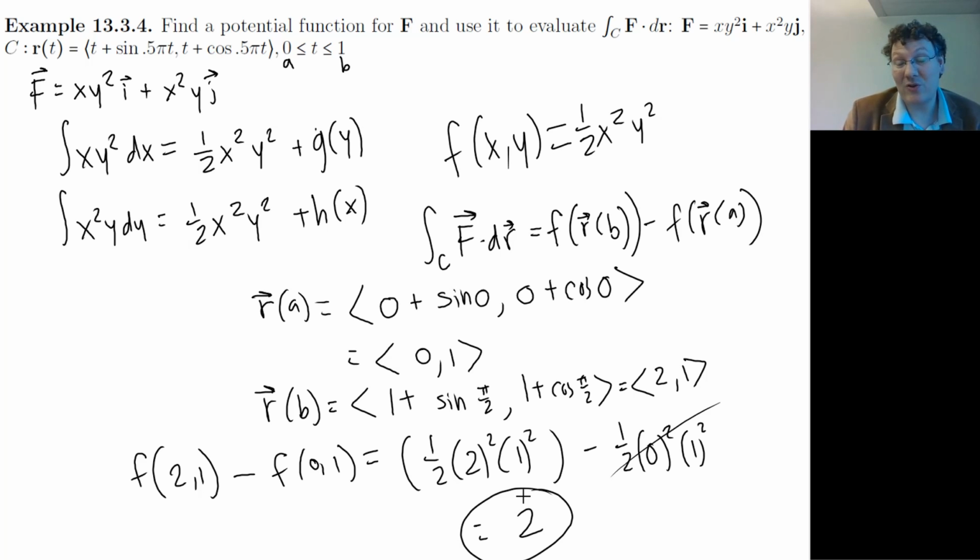So if you can find a vector field is conservative, then you can use the fundamental theorem of line integrals to calculate the line integral, and it makes things a lot easier. That's the bottom line. No pun intended. All right.